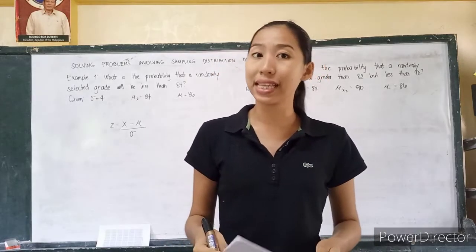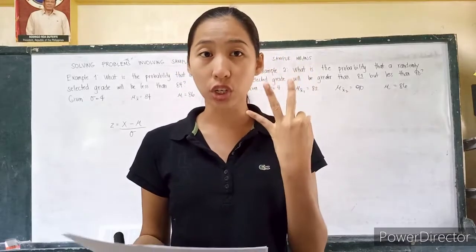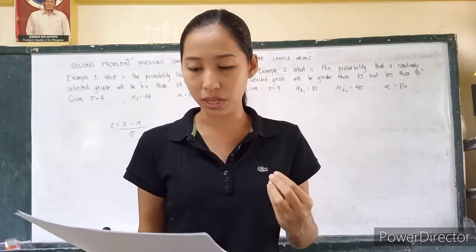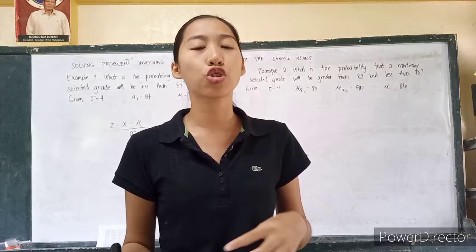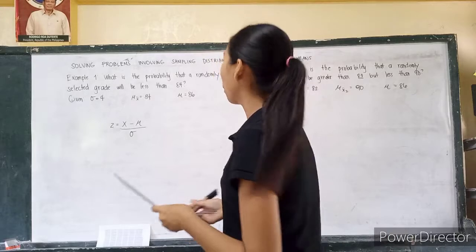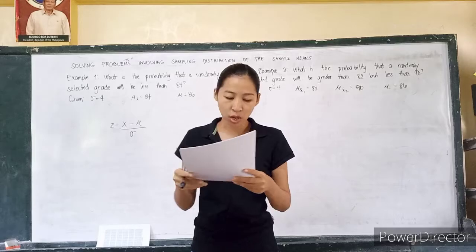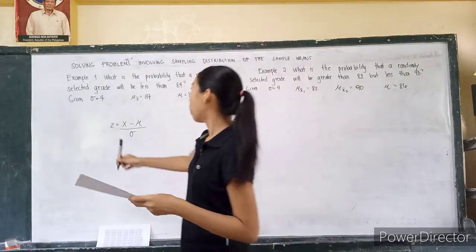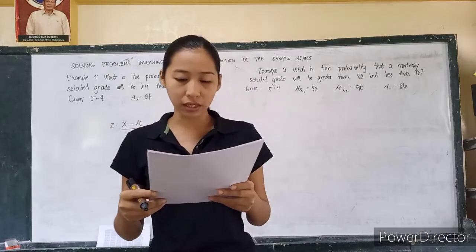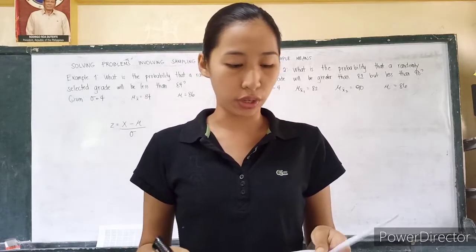So, let us proceed to the example given in your module, okay? First example, there are 3 questions for the first example. A school principal claims that grade 11 students have a mean grade of 86. So all grade 11 students have a mean grade of 86. Therefore, the population mean is equal to 86, with a standard deviation of 4. So, the population standard deviation is equal to 4. Suppose that the distribution is approximately normal. So, meaning you have a normal distribution.